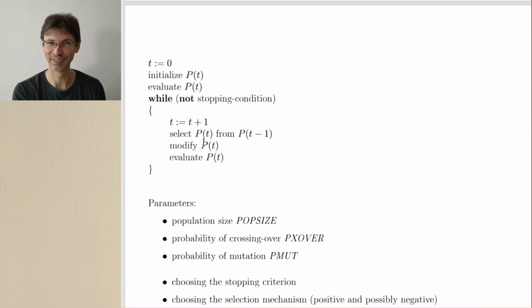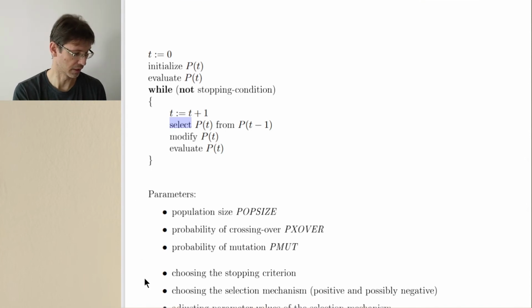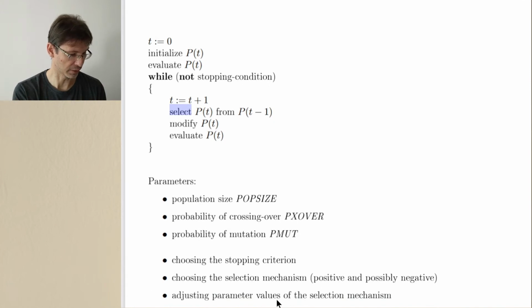Okay, I mentioned what the stopping condition could be. Choosing the selection mechanisms, positive and possibly negative. Select. This is important. How to select better individuals more often than poor individuals. Adjusting parameter values of the selection mechanisms. So we have different choices for the selection mechanism itself, and then we have a choice of parameters of the one that we actually decided to use. Okay, so it's a complex step, apparently.